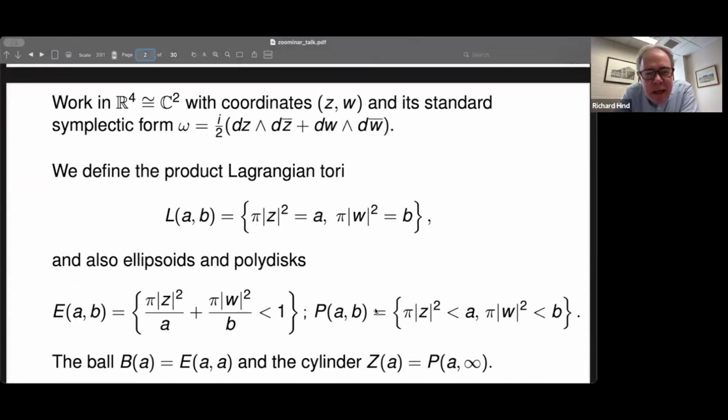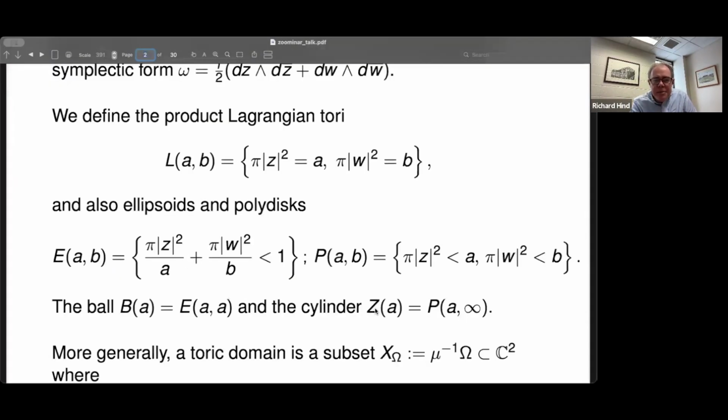So this is just notation. I'm working in R4, the standard symplectic vector space, since we don't have much to say in high dimensions. Usually we identify that with C2, and then we'll be talking a lot about product Lagrangian tori. These are just products of circles in the Z plane and the W plane. Also people talk about ellipsoids and polydiscs, so they're defined there. In this notation, a ball of capacity A is E(A,A), and a cylinder of capacity A is P(A,∞).